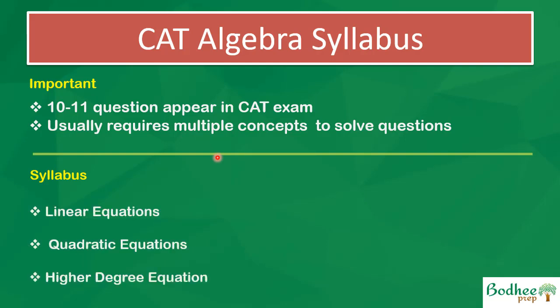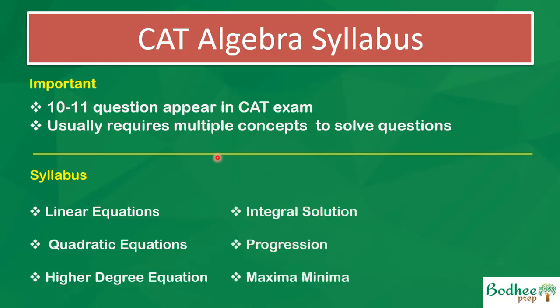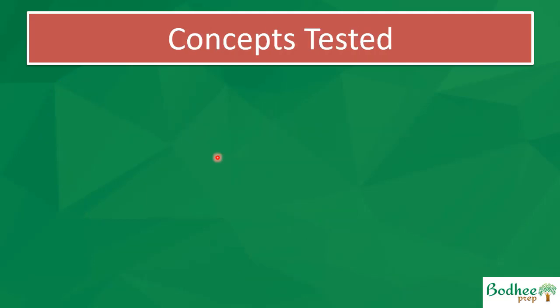Linear equations, quadratic equations, higher degree equations, and further we have integral solutions, progression, maxima minima, functions and graphs, logarithms, inequalities. These are some of the important topics that come in the CAT Algebra syllabus. In fact, these are the only topics that you can expect in the exam. Further, let's have a look at the concepts that are tested in the exam.